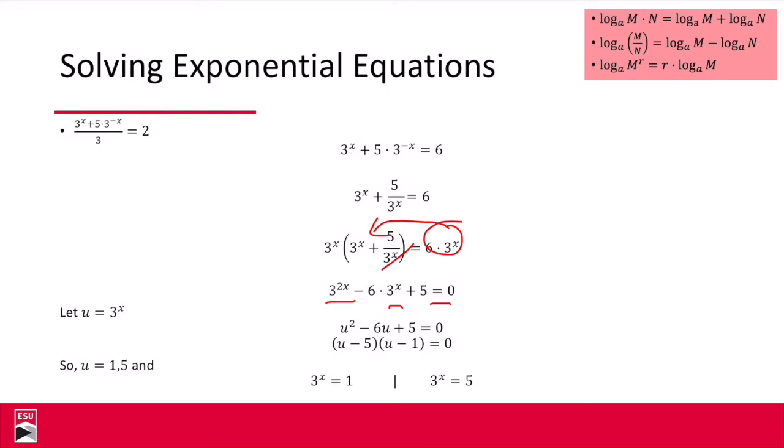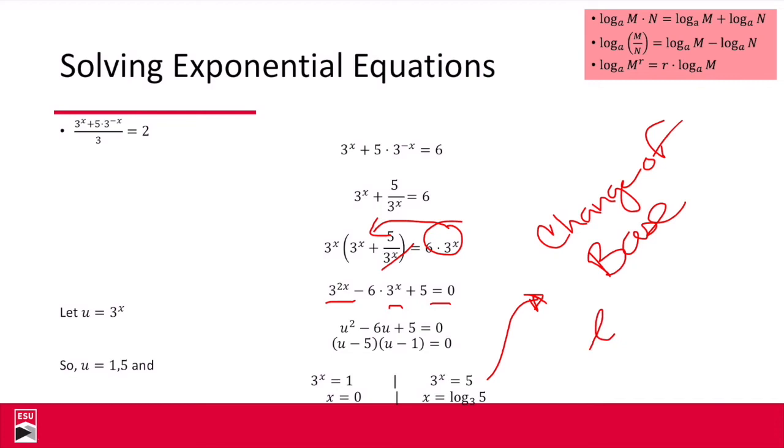And 3 to the x equals 5, well, we can use our definition of logarithms, and we're going to get log 5 over log 3. Or we can just take the log base 3 of both sides and get log base 3 of 5. And now, something that I haven't explicitly discussed, something called the change of base formula. Change of base.